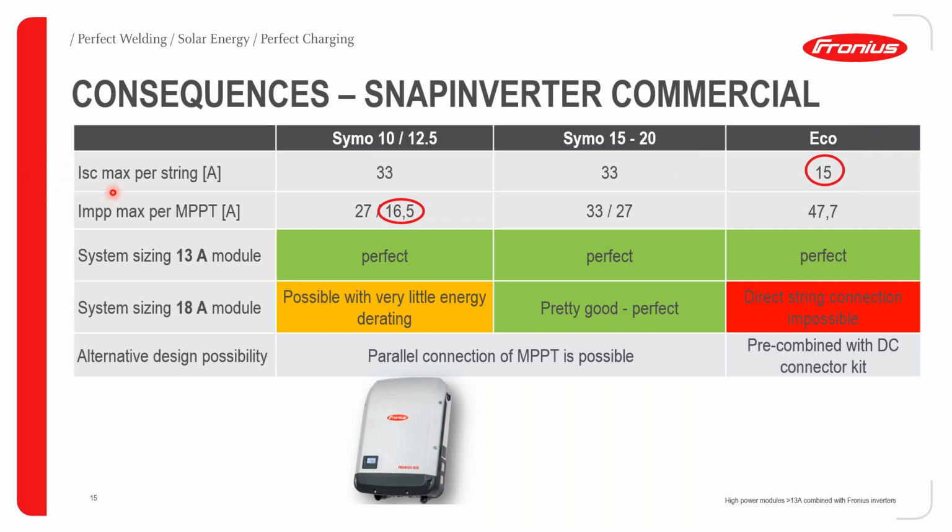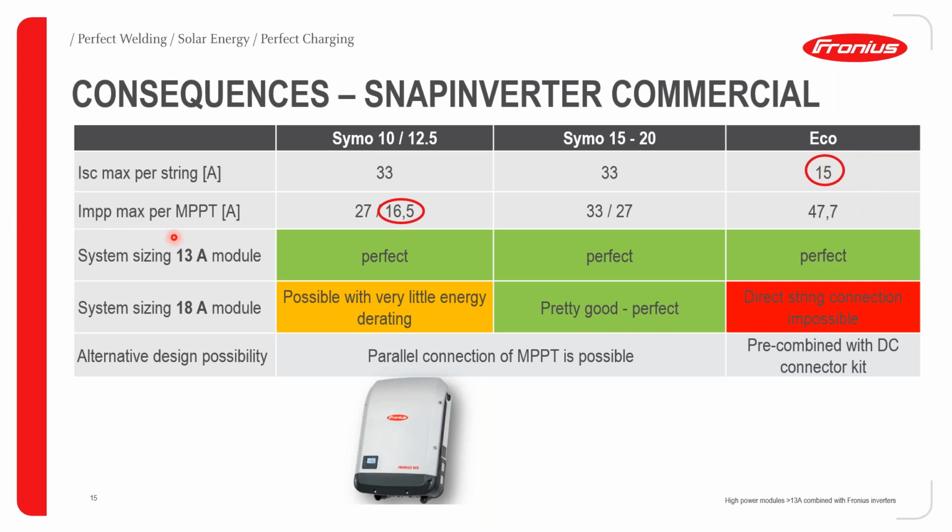The short circuit current maximum per string for the smaller Symos, that is 10 and 12, is 33, as well as the bigger Symos, 33 amps. But for the Eco, we can see it is much lower at 15 amps.